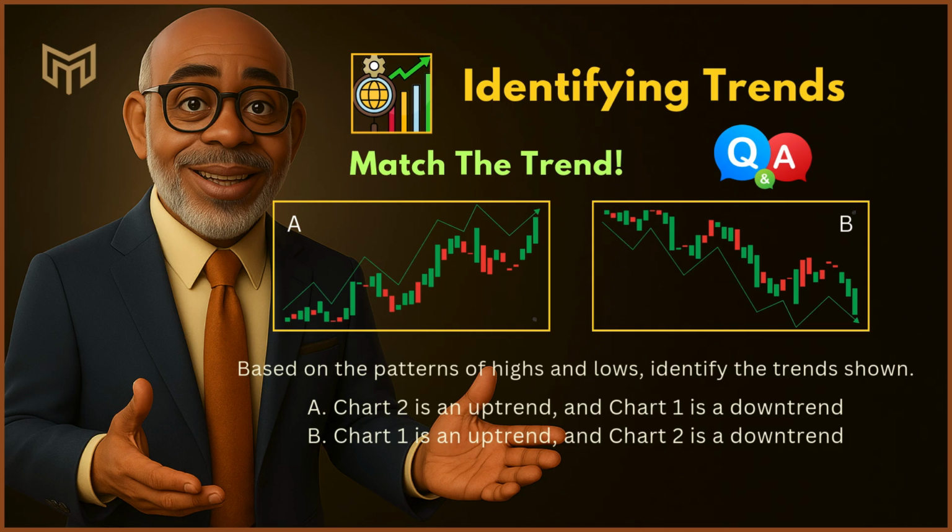Take a moment to study both charts. Focus on the patterns of highs and lows in each one. Remember, an uptrend forms higher highs and higher lows, while a downtrend forms lower highs and lower lows. Based on what you see, which option is correct? Is it A, chart 2 is an uptrend and chart 1 is a downtrend? Or B, chart 1 is an uptrend and chart 2 is a downtrend? Make your selection before moving on.